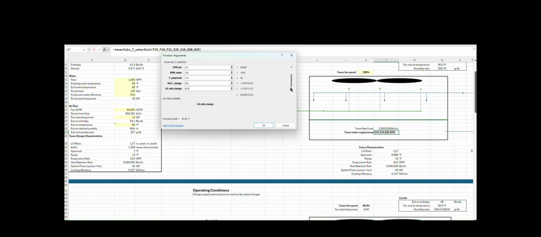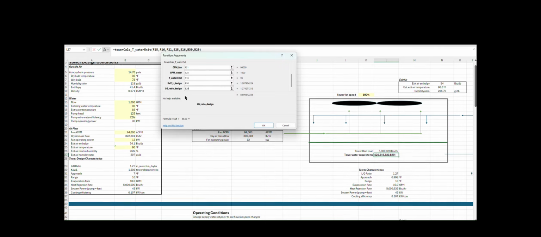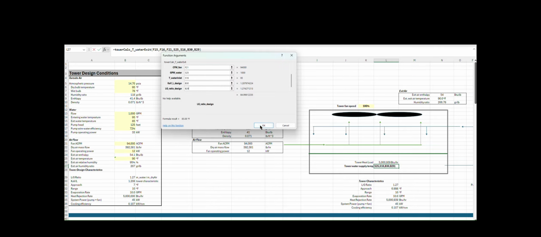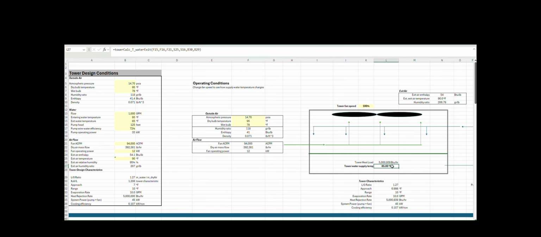So that's being done in the background. And that's it. If you know these inputs, you can calculate an adjusted KAV over L and then numerically solve for what your exit water temperature needs to be such that your target KAV over L is satisfied. So that's what it's doing in the background.